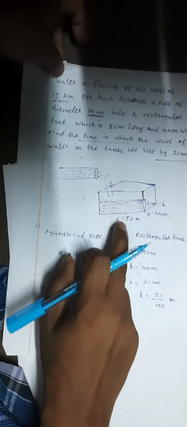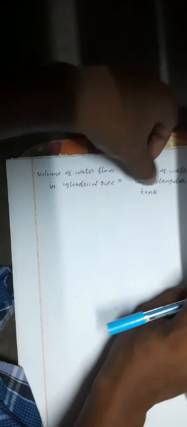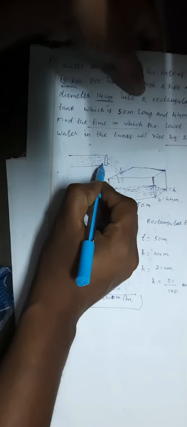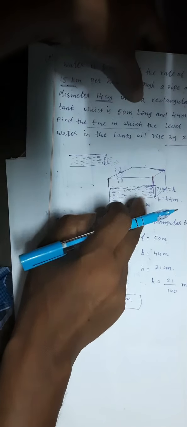So the volume of water that flows in the cylindrical pipe flows into the tank. The volume of water flowing in the pipe is equal to the volume of water in the tank. How much water flows here, that same water only we have in the tank. So both volumes are the same.